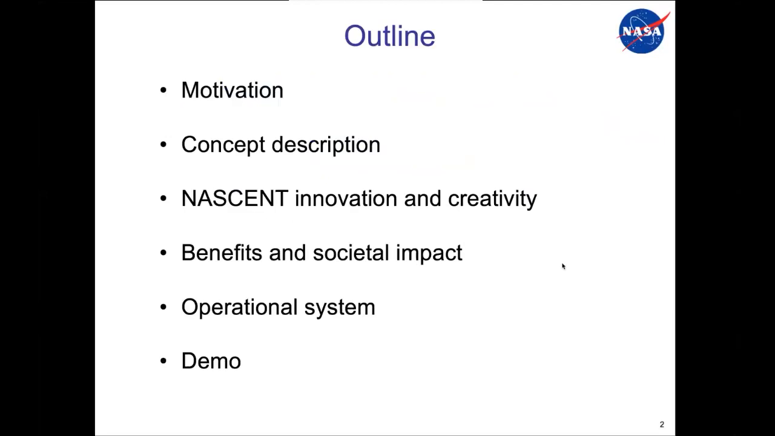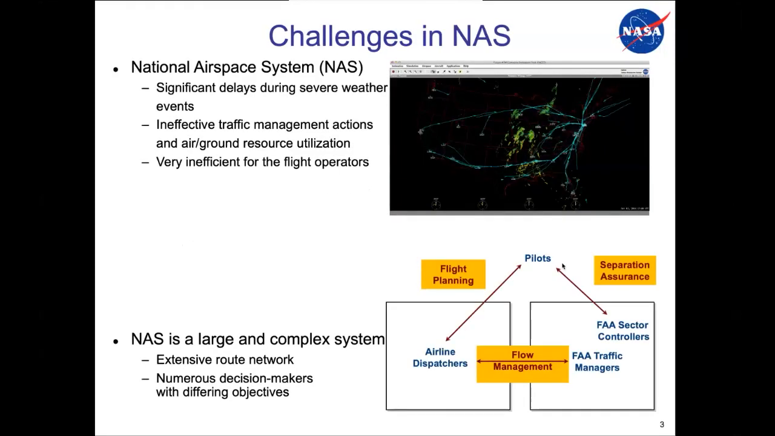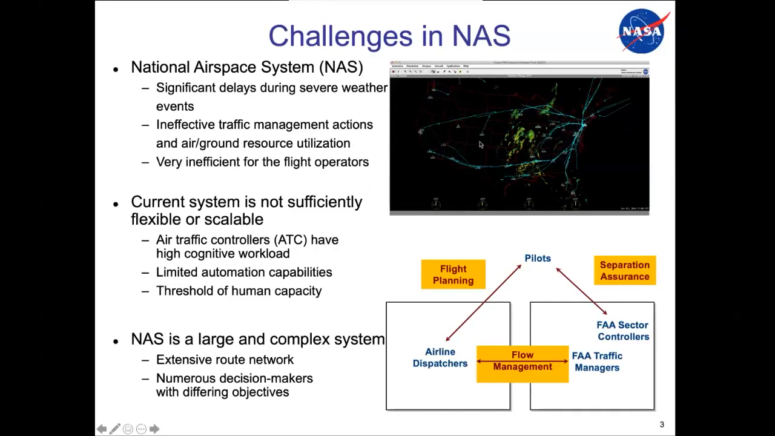So moving on again, the outline: I'll provide the motivation for this, a description of how NASINT works, the NASINT innovation and creativity, some of the benefits and operational use, and I'll try to do a demo at the end. So again, similar ideas. There are significant delays in the NAS when you have severe weather, and the command center tends to put in these playbook routes, if you are aware of the air traffic management system. That's one of the traffic management initiatives that the command center puts in. If you have weather in the middle of the country, then they'll reroute aircraft to the north of the weather or south of the weather.